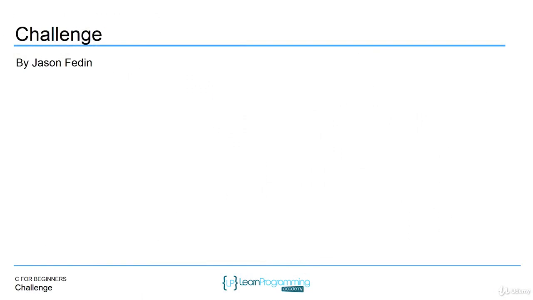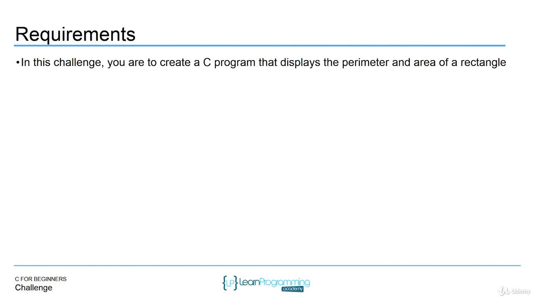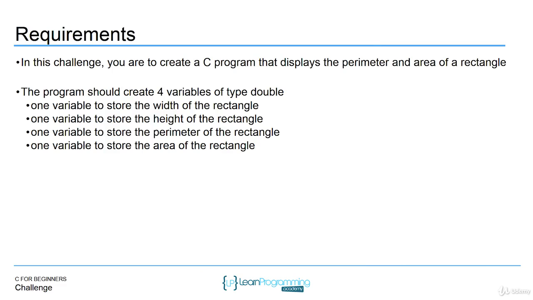This challenge assignment is going to test your understanding of data types and variables, more or less. What I would like you to do is write a program that will display the perimeter and the area of a rectangle. The actual requirements are that you're going to need to create 4 variables of type double.